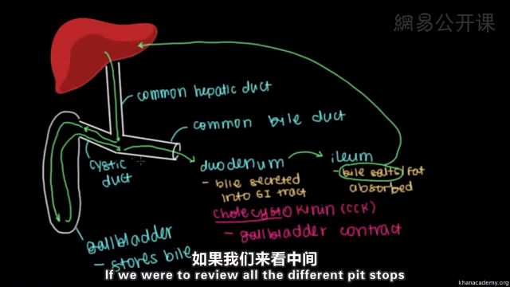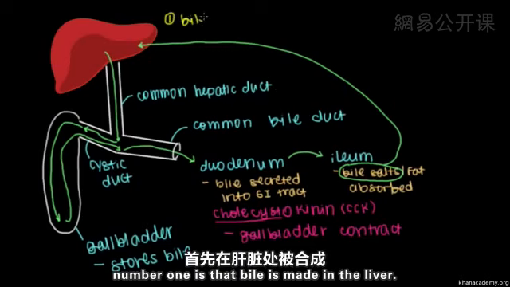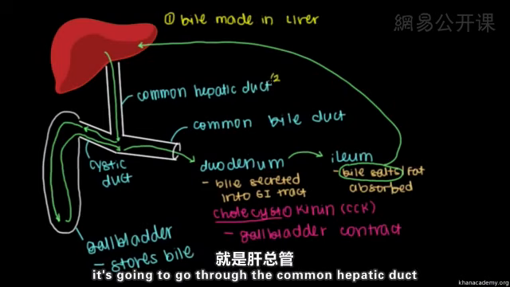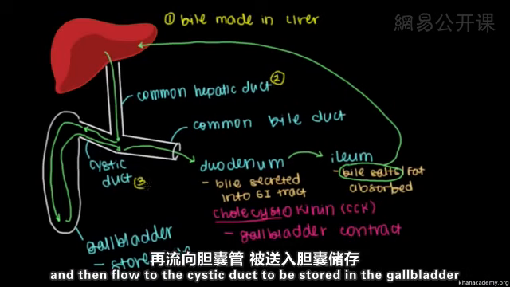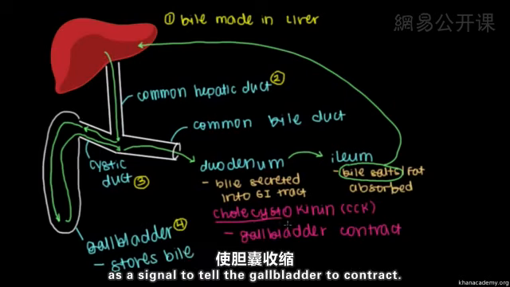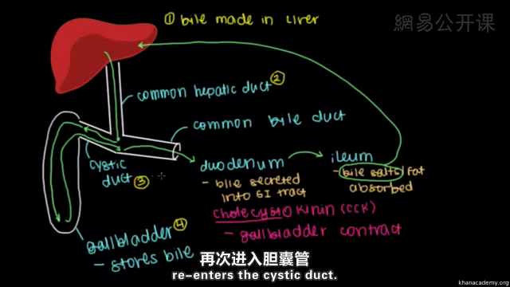So if we were to review all the different pit stops that our bile takes in this process, number one is that bile is made in the liver. Then once it's made, number two, it's going to go through the common hepatic duct, and then flow to the cystic duct to be stored in the gallbladder until we receive cholecystokinin as a signal to tell the gallbladder to contract. And then from there, bile is squeezed out of the gallbladder, re-enters the cystic duct.